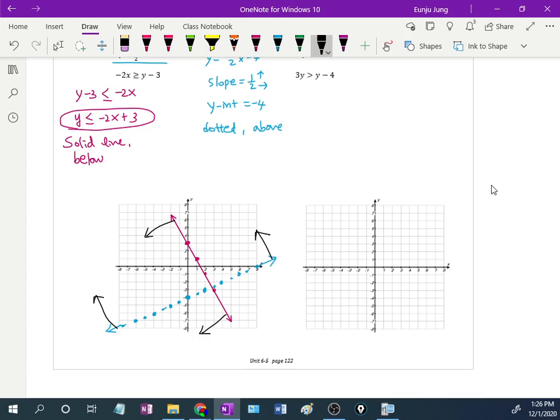Now let's look at the arrowheads' directions. Do we have any region where the two arrowheads go together, here and here, right?